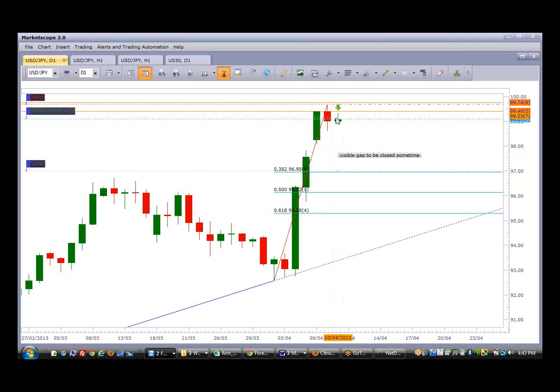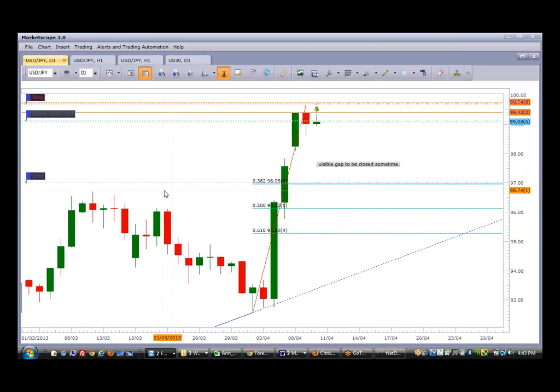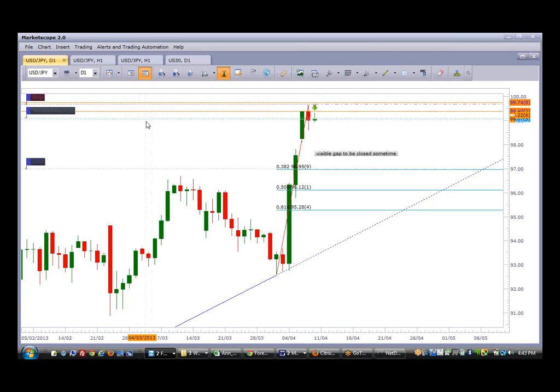Entered on this candle right here, and our target is around about the 97 price area. So if it does retrace up to this level, it may even retrace to about the 50%, since the 50% area is actually a very strong demand area here. So it has a possibility that it will retrace to this area here, but we're happy with taking the 97 price area at this point.